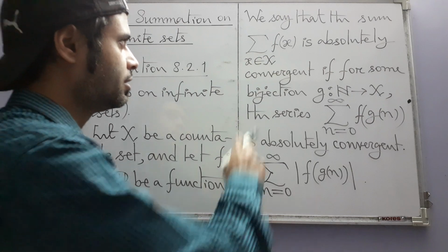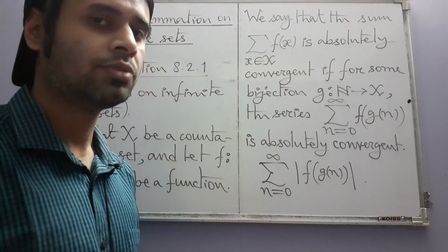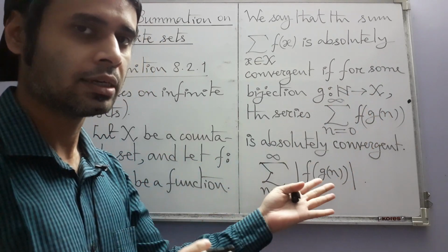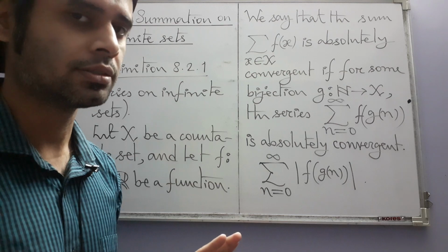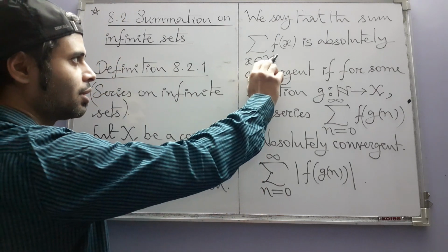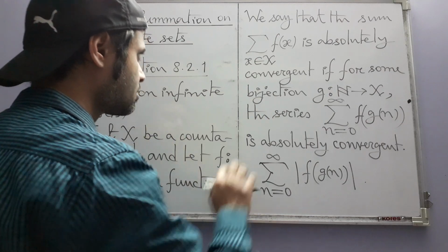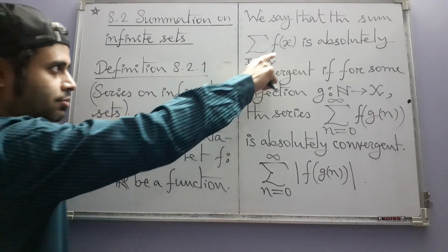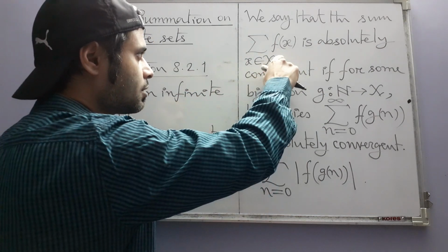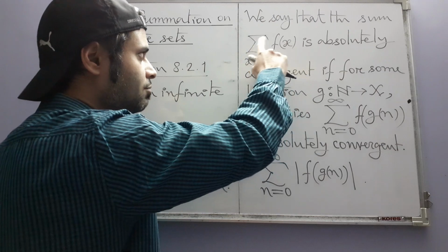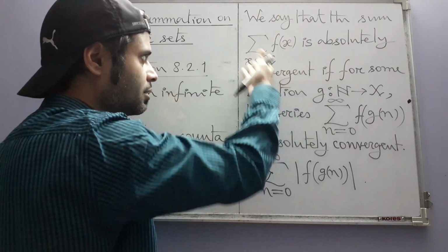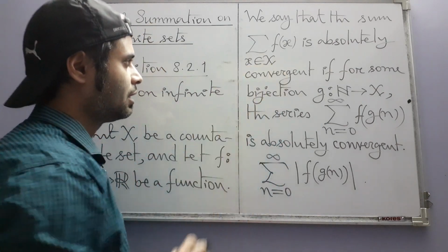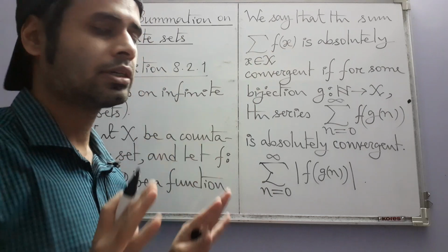Notice carefully that this sum itself is not an infinite series. It also involves real number terms, because for every x in X, f of x, due to the nature of f, is a real number, and since X is infinite, there are infinitely many real numbers involved in this symbol. However, the symbol itself is not an infinite series.